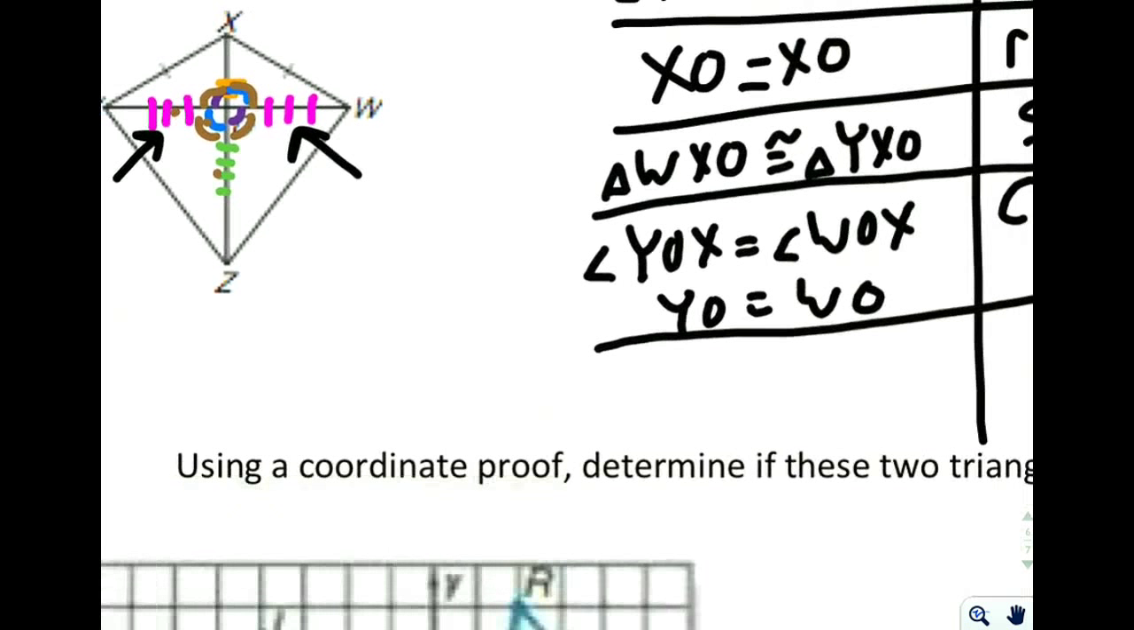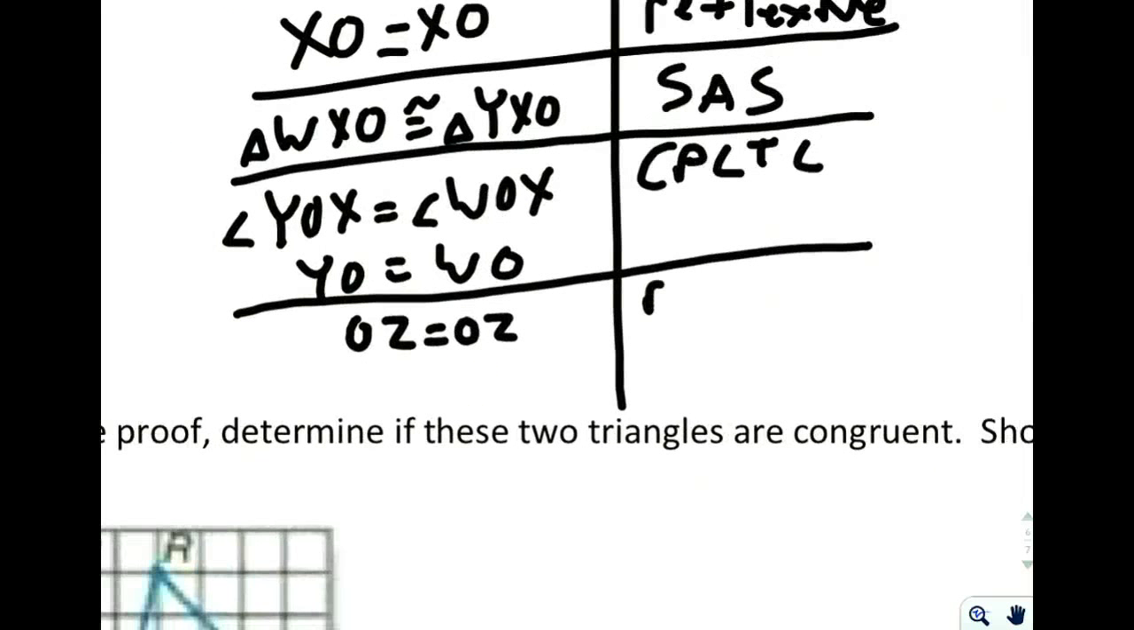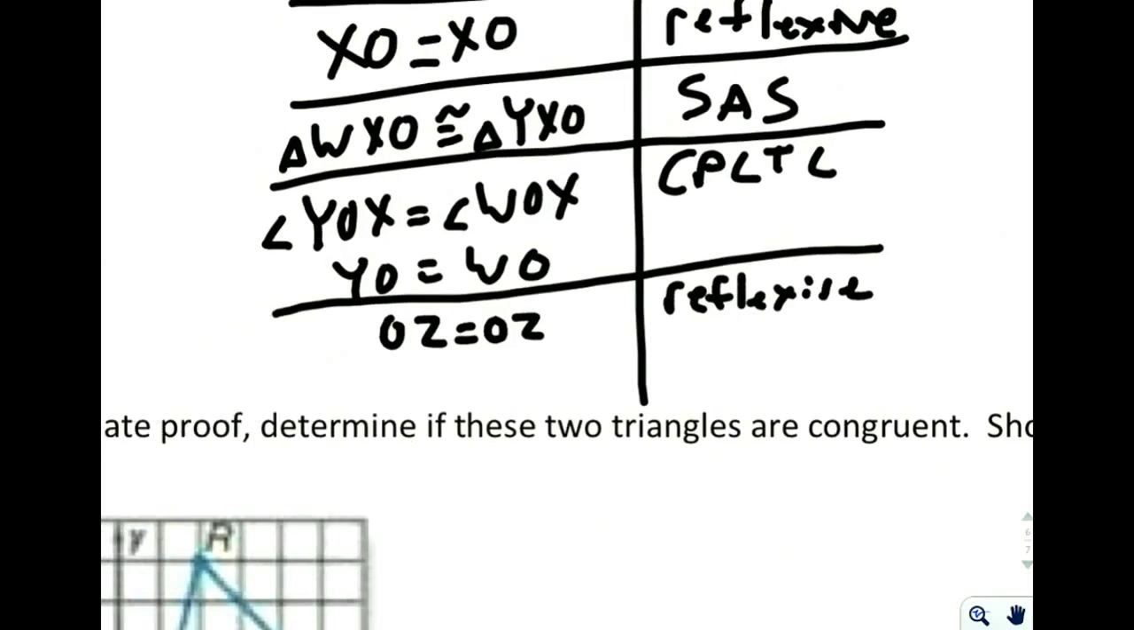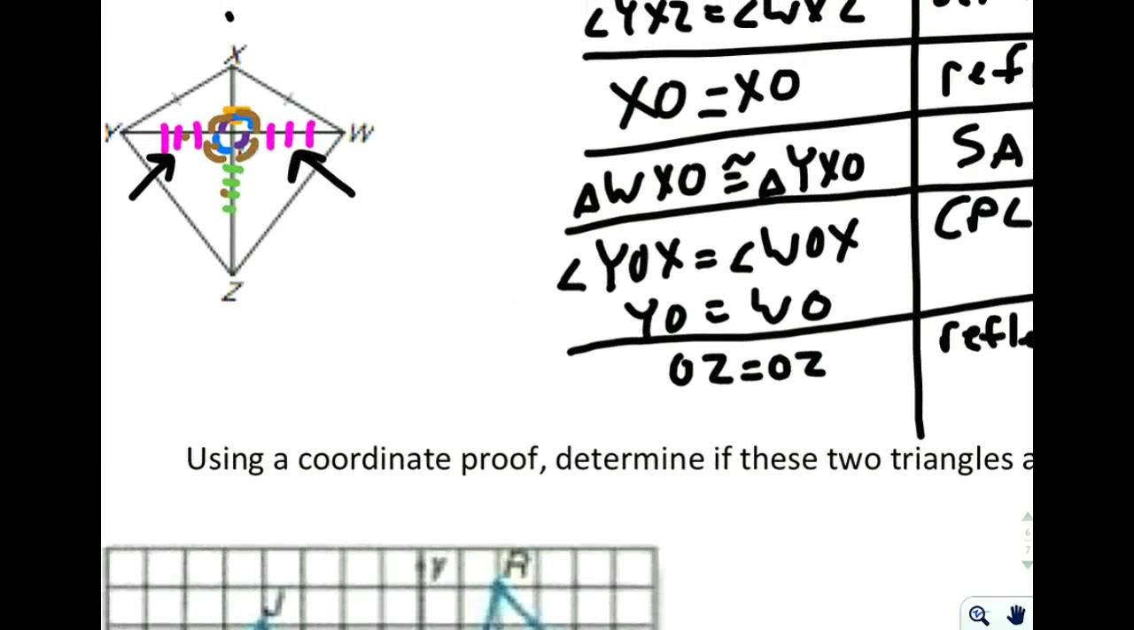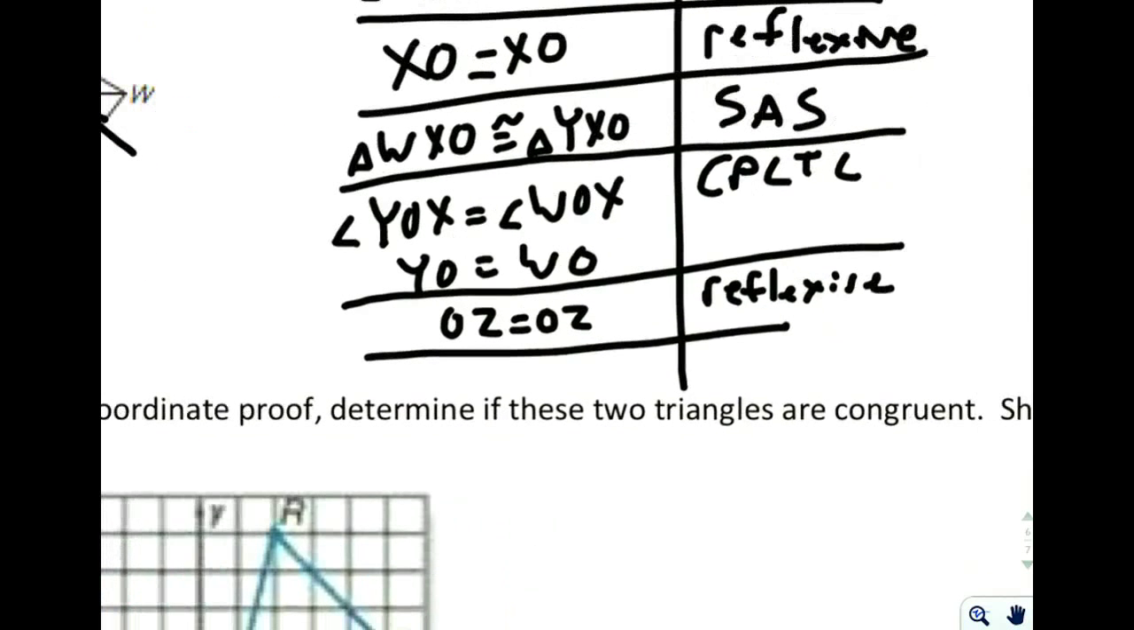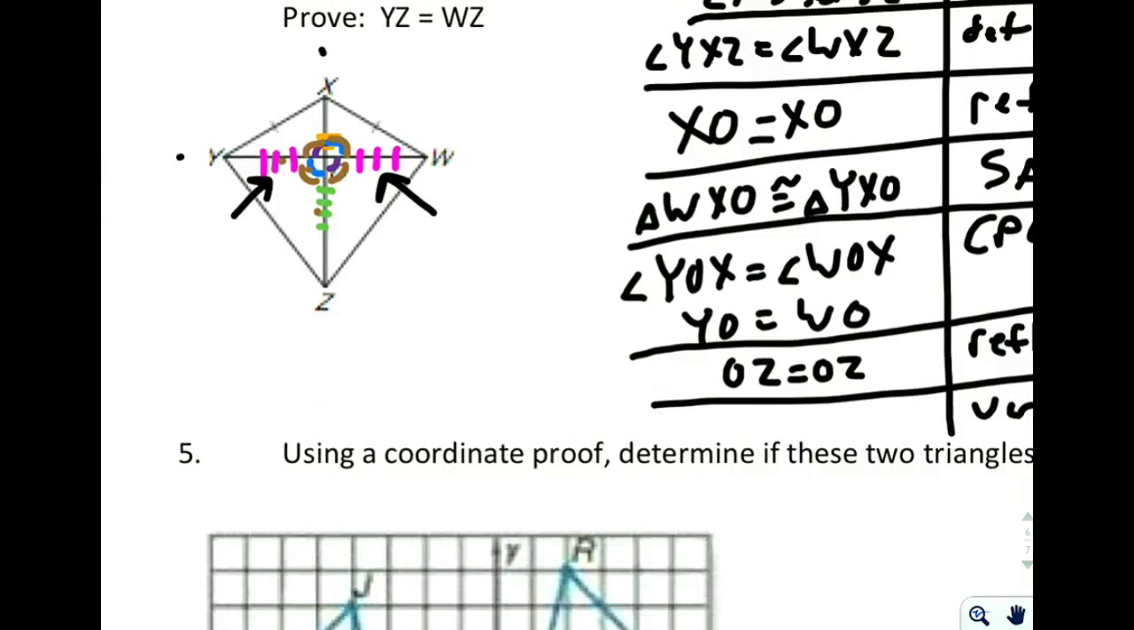And then we're going to have our OX be reflexive as a side. So let's write that OX side first, a little easier. Or OZ, excuse me. So OZ equals OZ by reflexive. And then we're going to do our vertical angles. I always like to write my reason first because it just helps me make sense of where things are coming from.